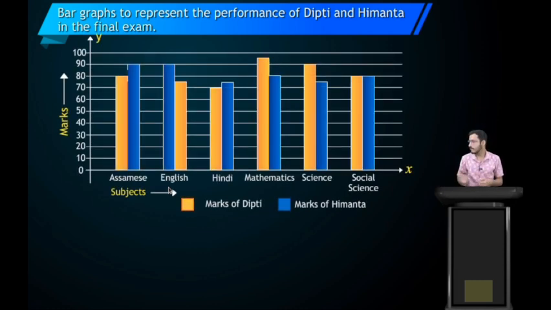You can see the bar graph. Subjects: Assamese, English, Hindi, mathematics, science and social science, and students, you can see here there are two students, Deepti and Himanta. So here are bar graphs to represent the performance of two students, Deepti and Himanta, in the final exam. You can see the yellow bar is the marks of Deepti, and the blue color is the marks of Himanta here.